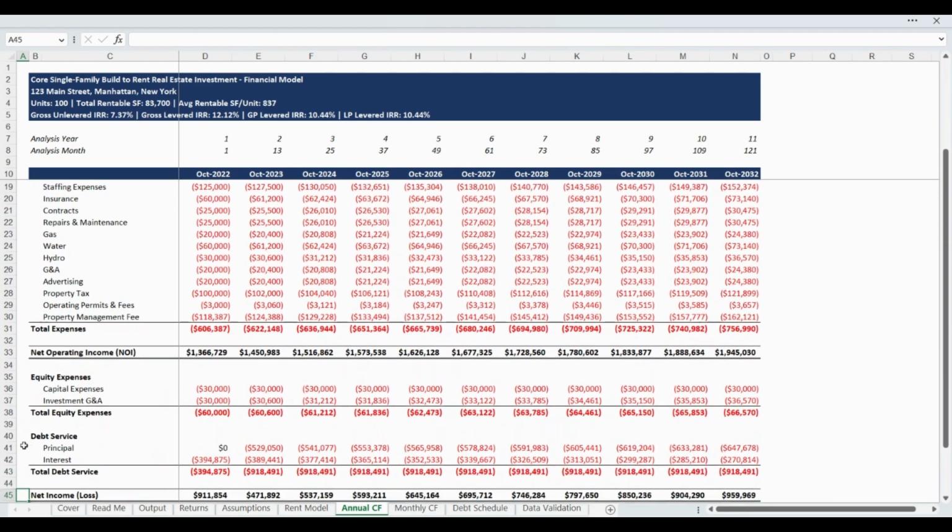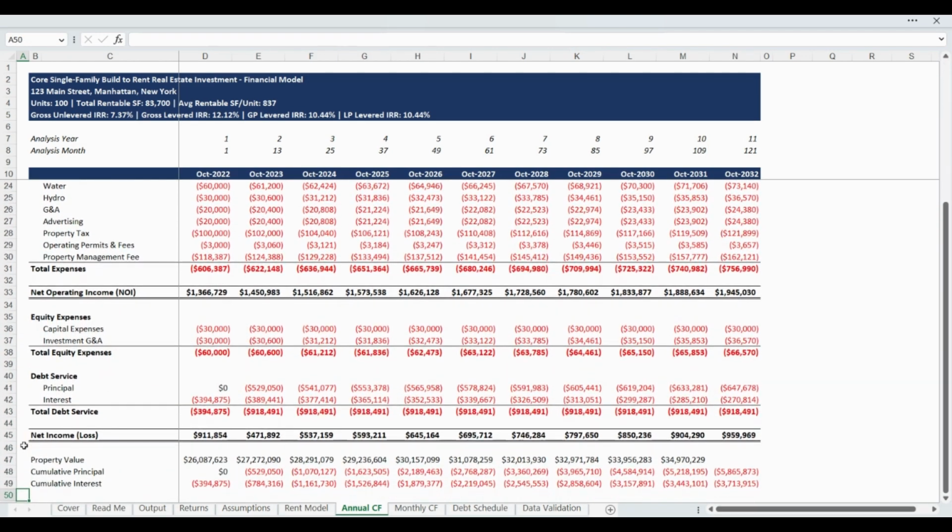Just like the monthly cash flow statement, the Annual Cash Flow tab consolidates capital expenditures, investment general and administrative expenses, as well as debt service costs consisting of principal and interest to calculate the annual net income or loss. The bottom of the Annual Cash Flow tab also includes an annual tracking of cumulative principal and interest paid, as well as a tracking of the pro forma property value. The pro forma property value is calculated by dividing the 1 year ahead net operating income by the exit cap rate assumption.